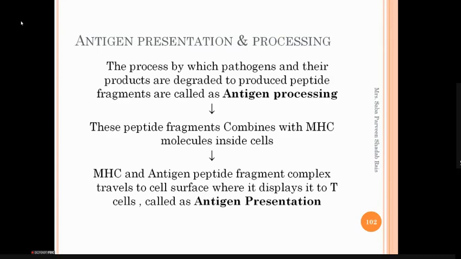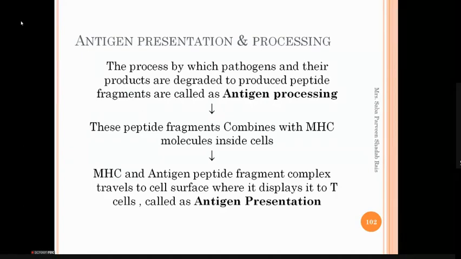Sometimes a pathogen's products can also be immunogenic in nature, because most of the time you might have seen some insect has just injected its toxin inside your body. The insect will not enter your body, but still you are getting itching, you are getting the immunogenic response. Why? Because the product of that insect was antigenic in nature. So their products are degraded to produce peptide fragments, and this formation of peptide fragments is called antigen processing. Here the antigen could be the pathogen or it could be the pathogen product.